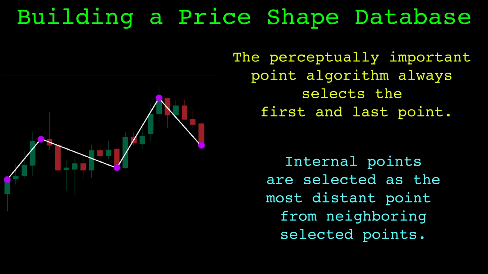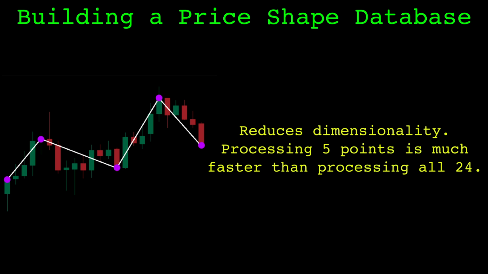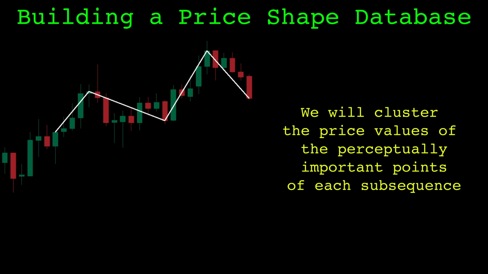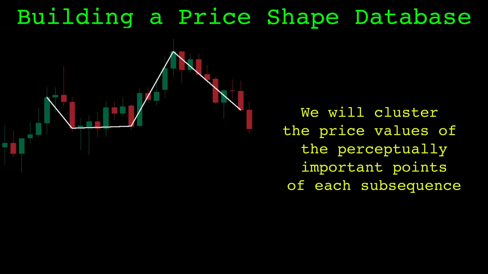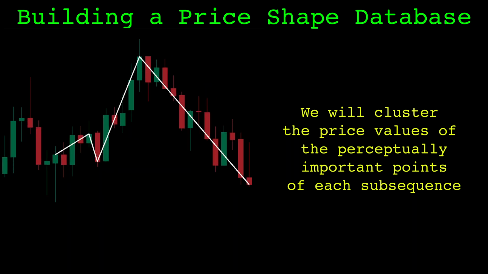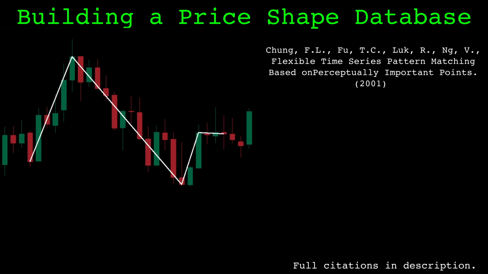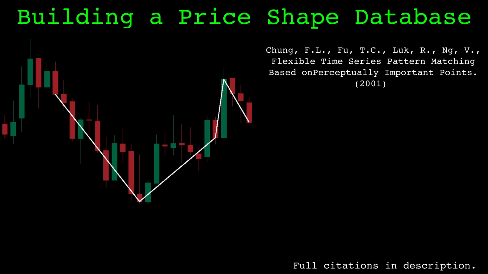I drew lines between the 5 points to make it a little easier to see, but these 5 points serve as a summary of the price action over the last 24 candles of data. This reduces dimensionality, which makes it much easier and faster for clustering algorithms or other algorithms to process. We compute the perceptually important points for each subsequence of 24 candles across the entire dataset and record them. We will cluster these subsequences to find similar groups. This idea originated in 2001 with the publication of this paper.